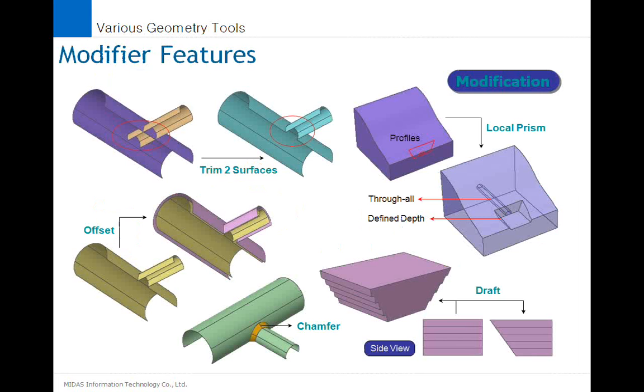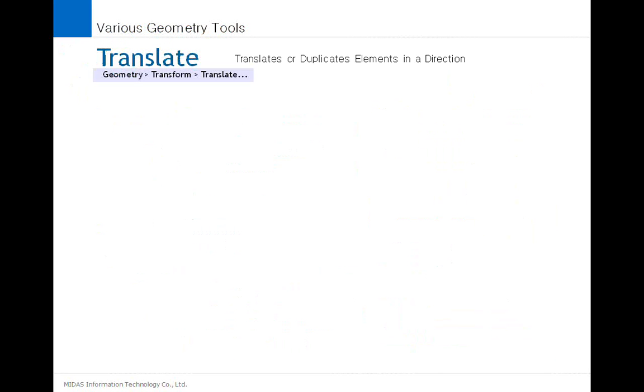Apart from that, GTS also provides several modifier features with the help of which you can trim two surfaces. Then you can do some modification. You can work with local prism, draft, provide chamfer, provide offset. And when the modeling is complete, even in the 2D case or the 3D modeling, you need to play around with the position of that, moving that geometry to the desired position.